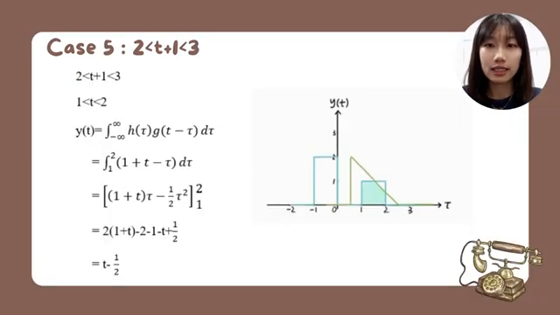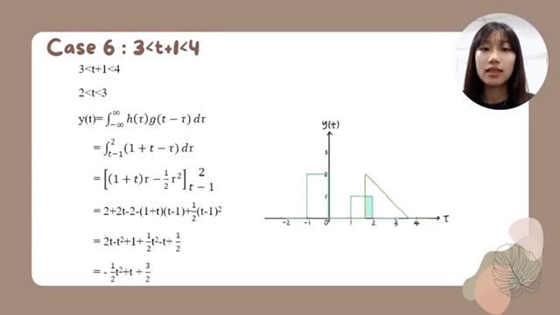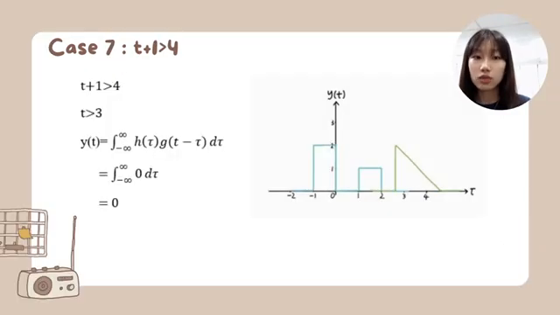Next, for case 5 where t plus 1 is in between 2 to 3, the overlapping part is 1 to 2. So we do the integration, and remember that h tau is equal to 1 at this interval, and we will get yt equals t minus 1 over 2. Okay, so for t plus 1 in between 3 to 4, our overlapping part is from t minus 1 to 2. So we do the integration and we will get yt equals negative 1 over 2 t squared plus t plus 3 over 2. And lastly, when t plus 1 is greater than 4, the two signals are not overlapping each other anymore, and we will get yt equals 0.